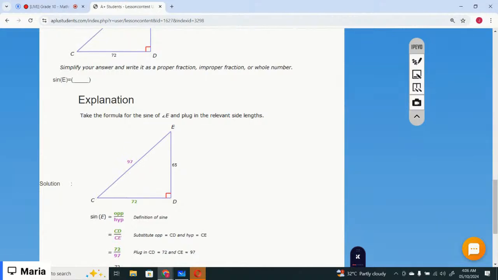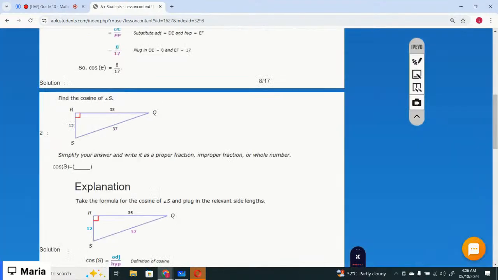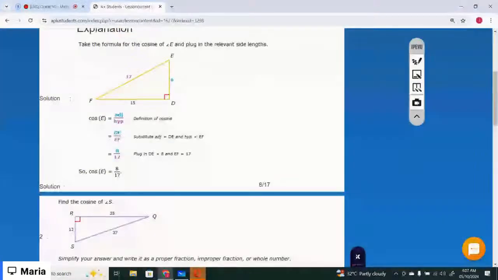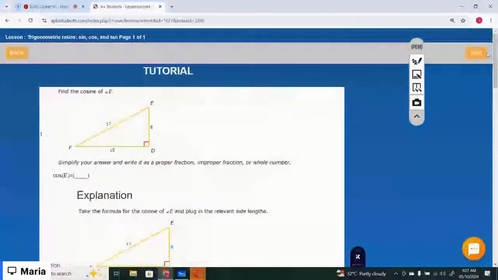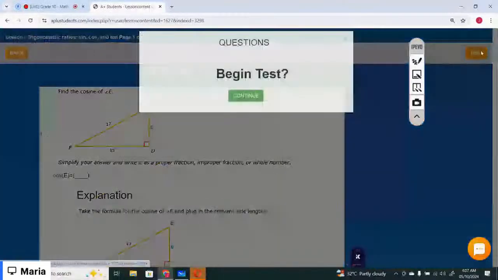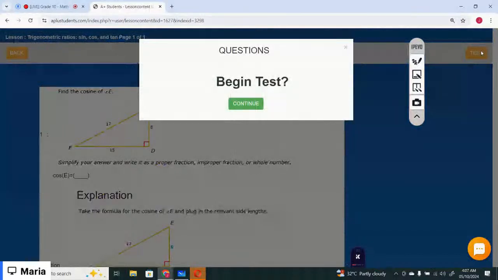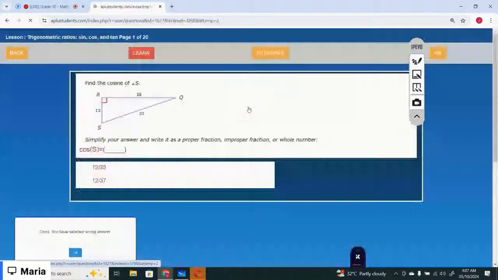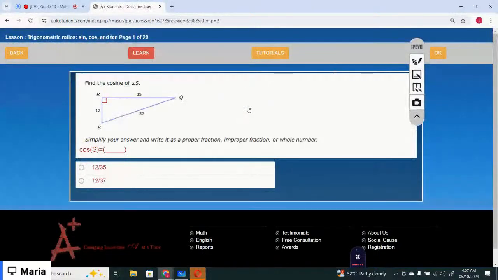Okay, let's just start with the test questions. You can have a look at the tutorial by yourself later today. They are already solved. So let's practice questions.